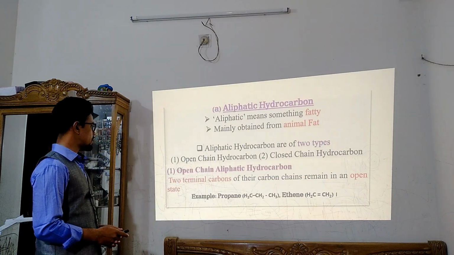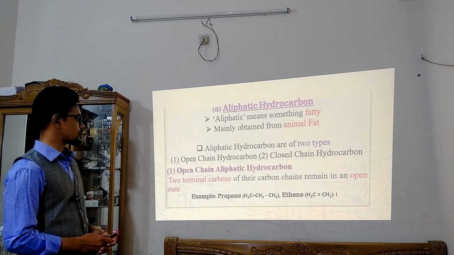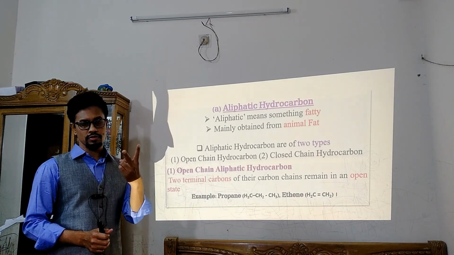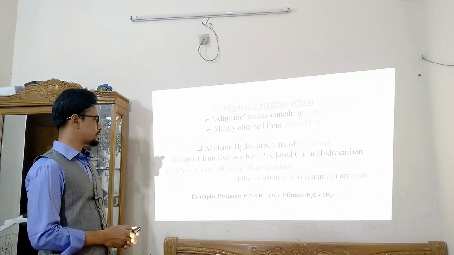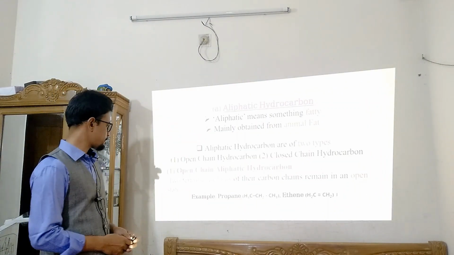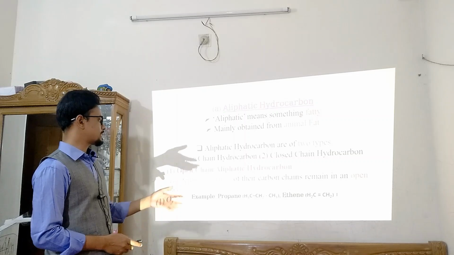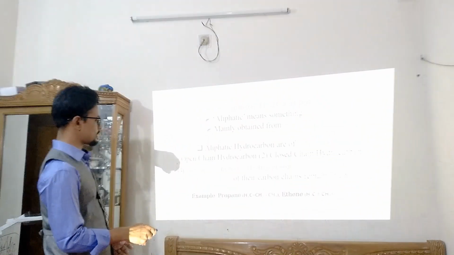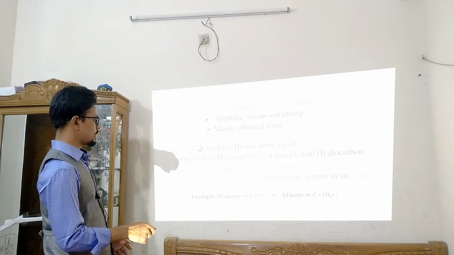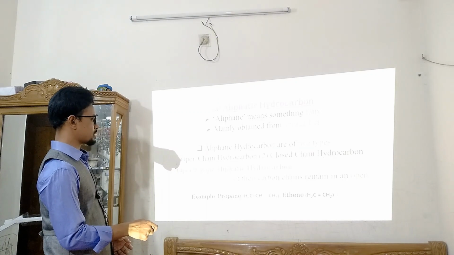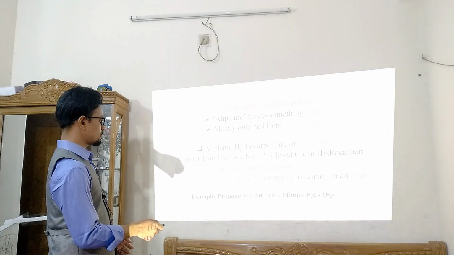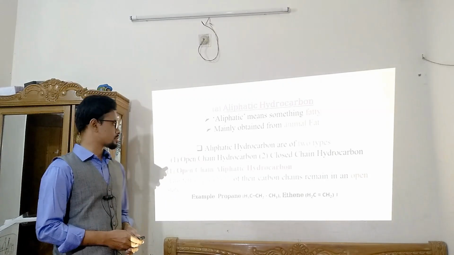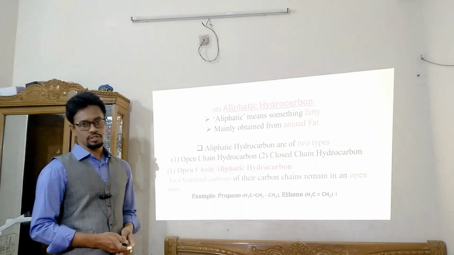In open chain aliphatic hydrocarbons, the two terminal carbons of their carbon chains remain in an open state. Example: propane or ethane. Here you can see CH3 and this CH3; these two carbons are open, but CH2 is bonded with two carbons. So this carbon and this carbon are open. That's why it is called open chain aliphatic hydrocarbon.